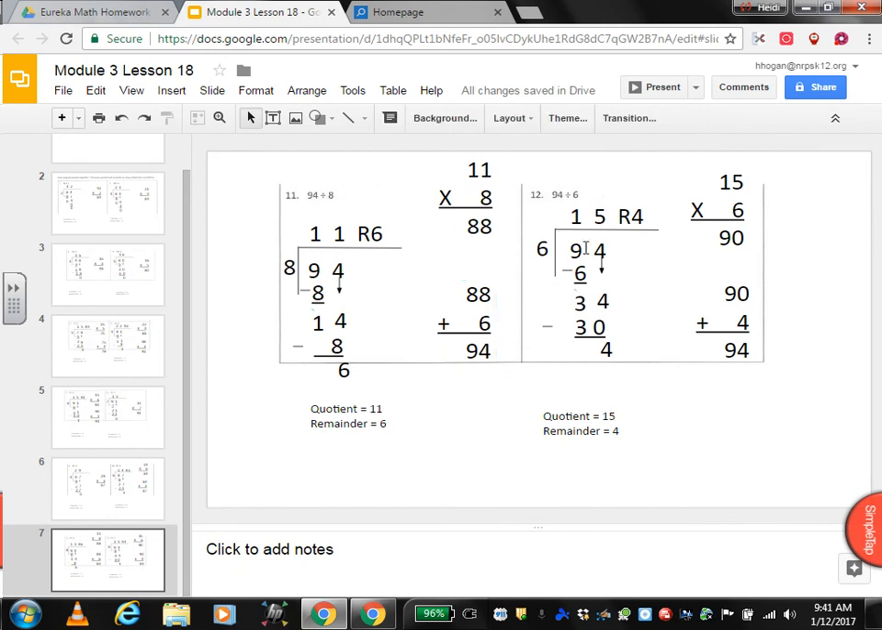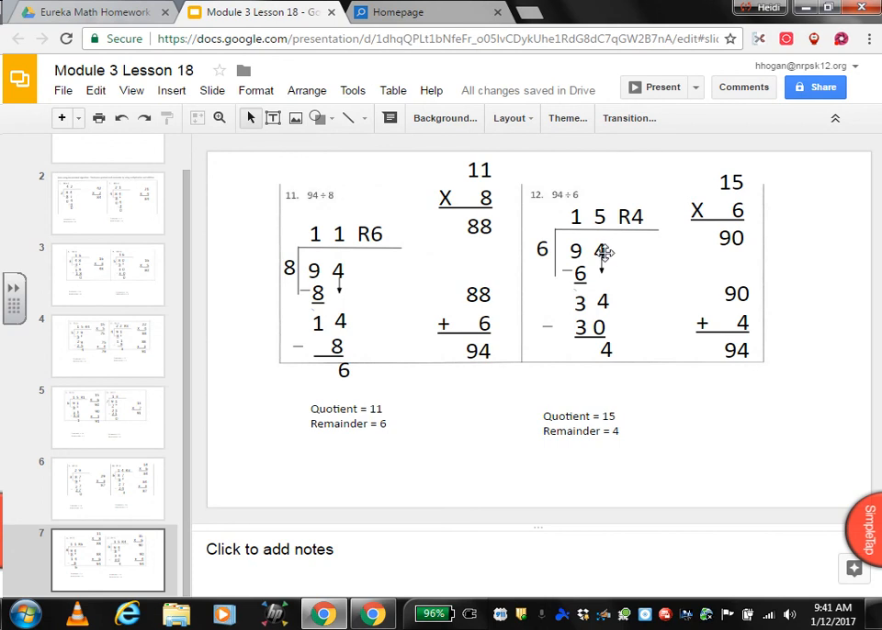Last question. 94 divided by 6. 9 divided by 6 is 1. 1 times 6 is 6. Subtract. 9 minus 6 is 3. Bring down, and we have 34. 34 divided by 6 is 5. Multiply. 5 times 6 is 30. Subtract. 34 minus 30 is 4. So our quotient is 15. Our remainder is 4. We check by multiplying the quotient times the divisor. We get 90. We add on our remainder. We get 94, and that gives us our dividend.